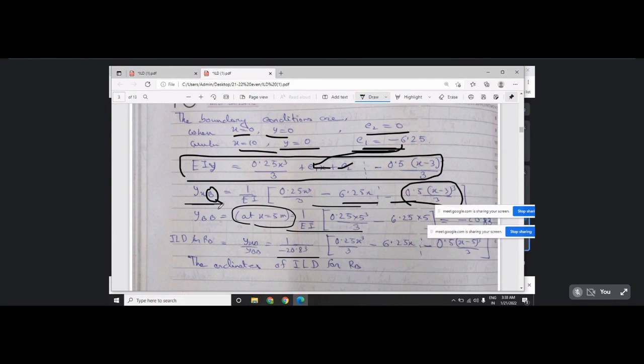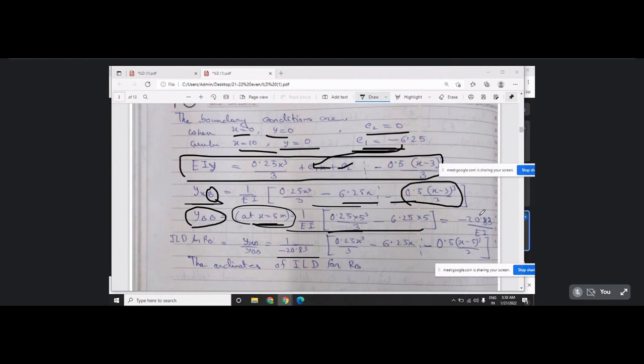Okay, now at x is equal to b, that means ybb, at x is equal to 5. What should be the value? If you put this value, this will be minus 20.83. In the same way you have to divide yxb by ybb. So 1 by minus 20.83, this is your result. Okay, now this is actually the influence line diagram.